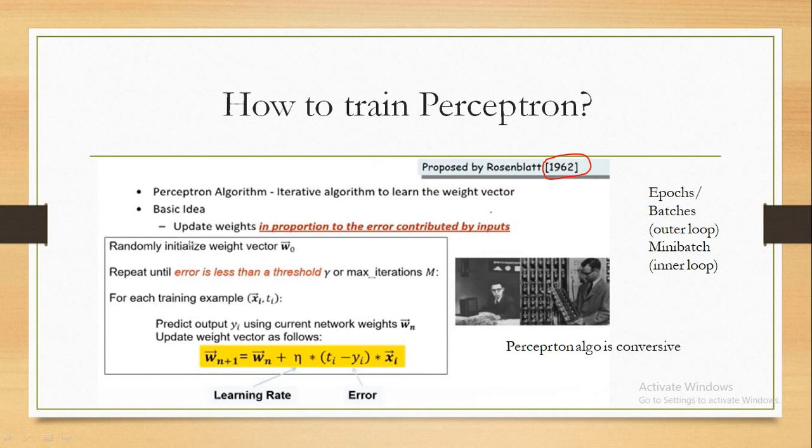What this algorithm says is that the perceptron algorithm is nothing but an iterative algorithm. What do you mean by iterative algorithm? Iterative in the sense there is some loop; it just performs the same task repeatedly. That is an iterative algorithm to learn the weight vector. A vector, you can say, is a one-dimensional array, and weighted in the sense some weights are there. Basic idea is to update the weights.